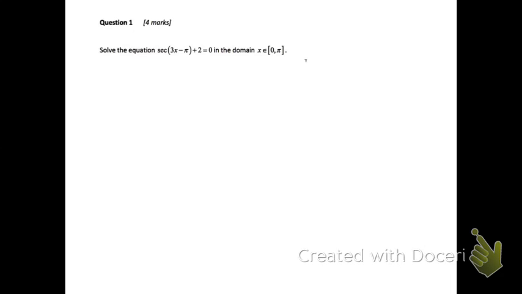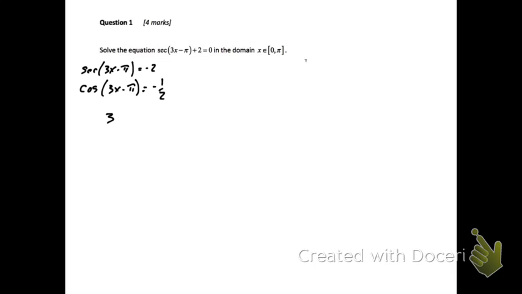You need to solve this equation, secant of 3x minus pi plus 2 equals 0, and please take note of that domain. Okay, so first I'm going to just pop that 2 over to the other side. Secant is the reciprocal of cosine. So the great part is I can just use the reciprocals and equate them. So now I'm equating cosine of this angle to equal negative 1/2.